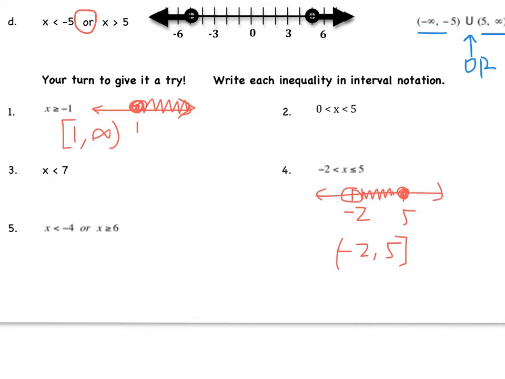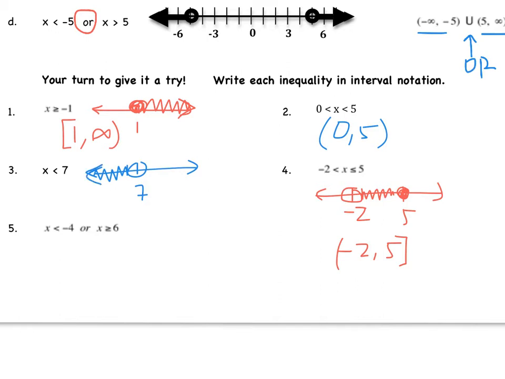Yeah, we did. For the first one, you should have a number line. You should have shaded in between 0 and 5. The lowest number is 0, highest number is 5. Neither of them are included, so they get parentheses. Problem 3. At 7, you should have an open circle. It's less than, so it goes to the left.